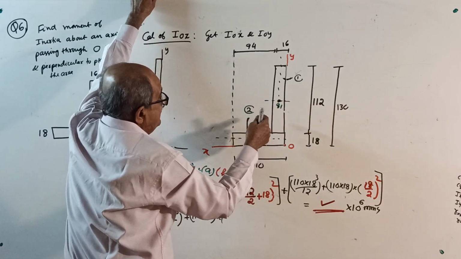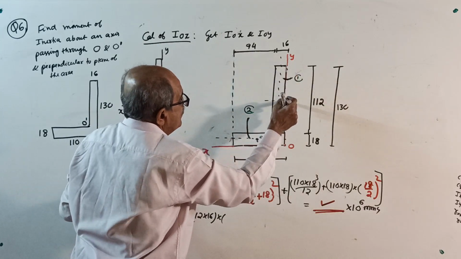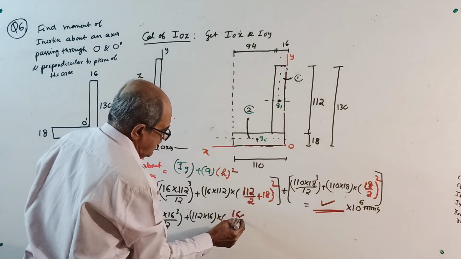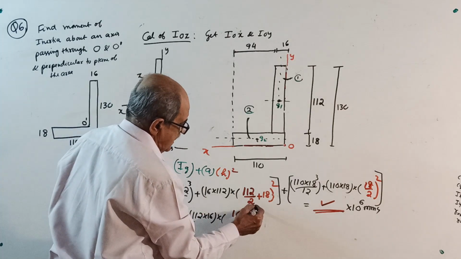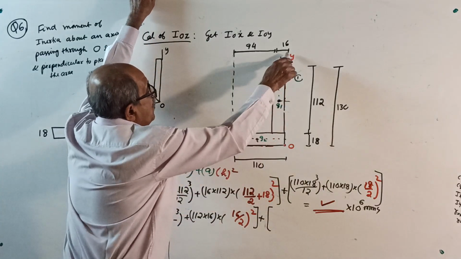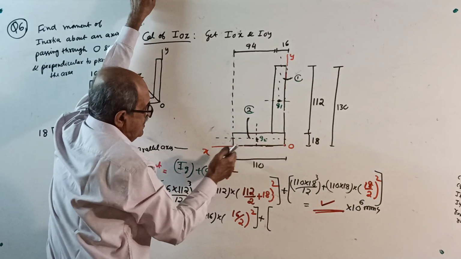That distance is, if you want, you can make full red color here. See, full red color here. That distance is directly 16 by 2 whole square. 16 by 2 whole square. Then plus I about OY you want. First I about its own centroidal axis here.